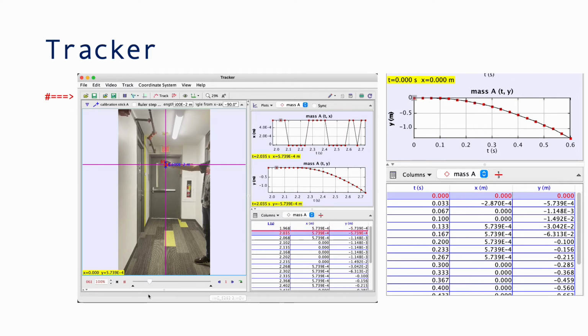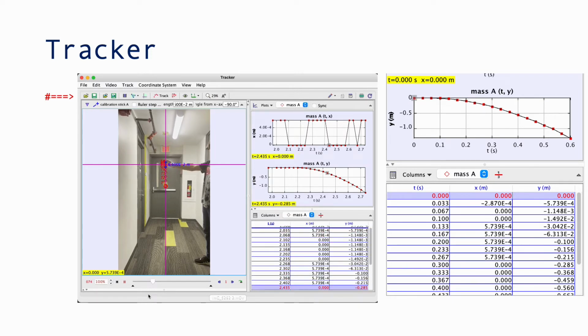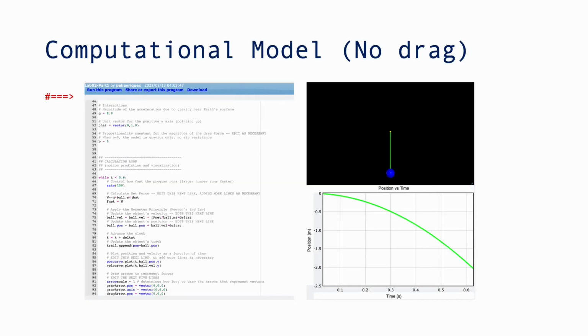This is the edited version of the recording modeled by Tracker. Here we can see how Tracker identified each position of the ball at each instant of the motion. And here we can see the graph of the y position of the ball with respect to time. We can see how it went from position 0 at y to around minus 1.2, so it fell 1.2 meters during the 0.6 seconds of the motion. The ball's position changed slowly at the beginning and then changed quickly at the end, meaning that the ball was accelerating downwards.